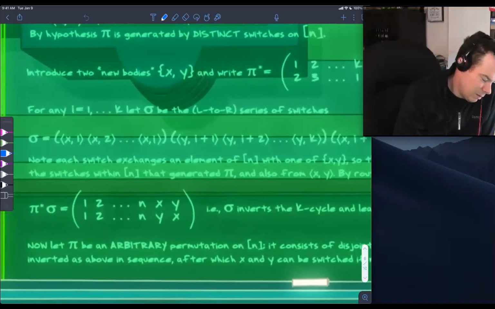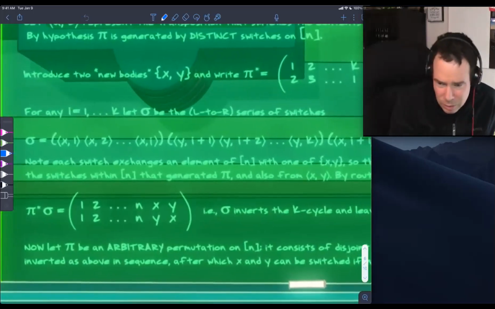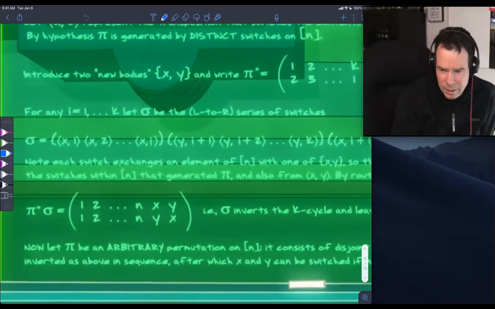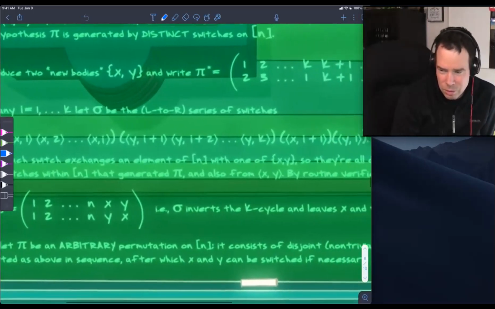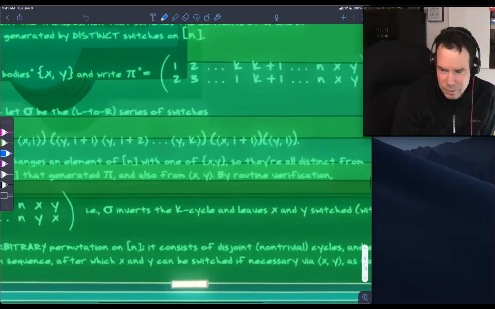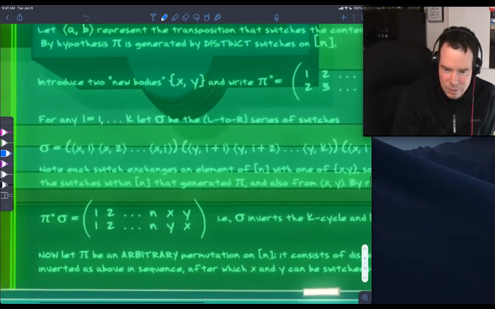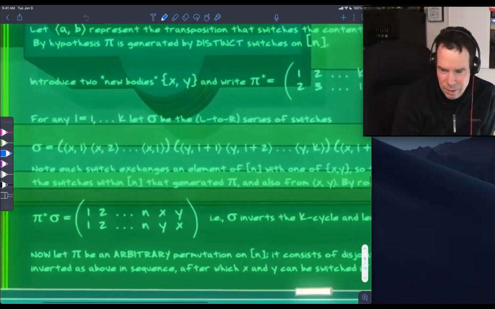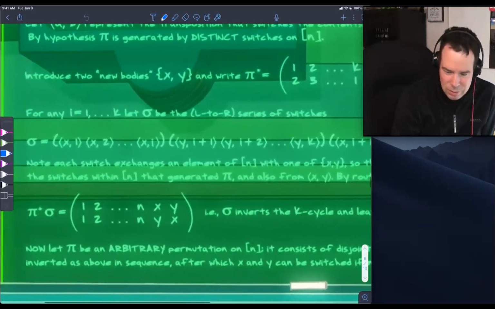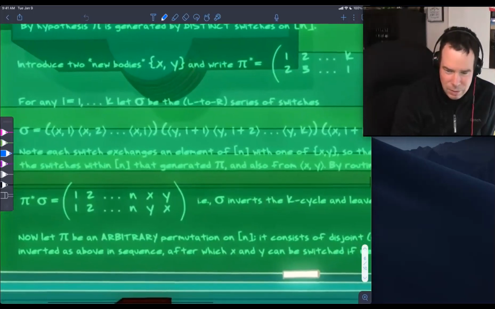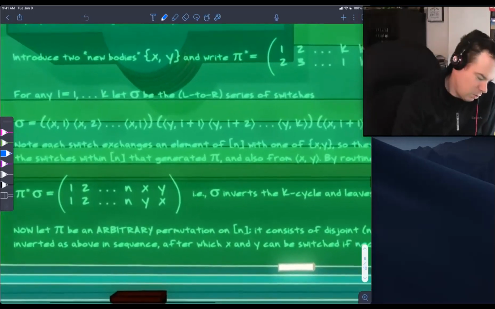That's sigma. You first swap x and 1, and then x and 2, and then all the way down to x and i. And then you do y and i plus 1, y and i plus 2, and so on. And so there's a solution to this problem that fixes a single cycle. And then it talks a little bit about what it changes. And then once you've done that individual cycle, what happens is you fix the cycle.